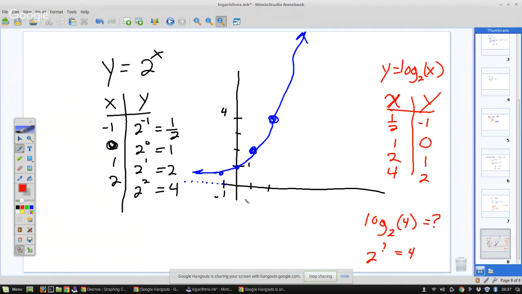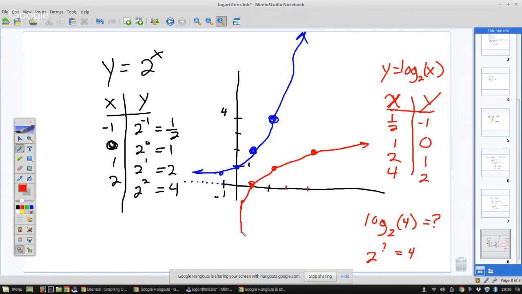I graph those points. What I end up with is 1/2, -1 is about there. And then 1, 0 is here. And then 2, 1 would be there. And 4, 2 would be about right there. And my graph looks something like this. And whenever you draw a graph, if you miss your points, just make them bigger. That helps.